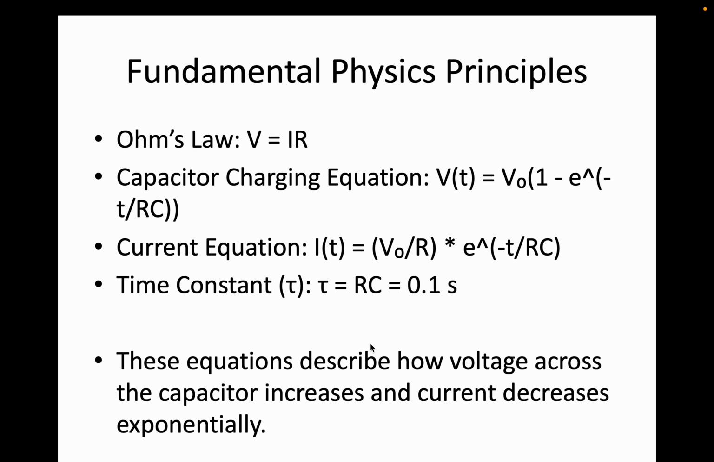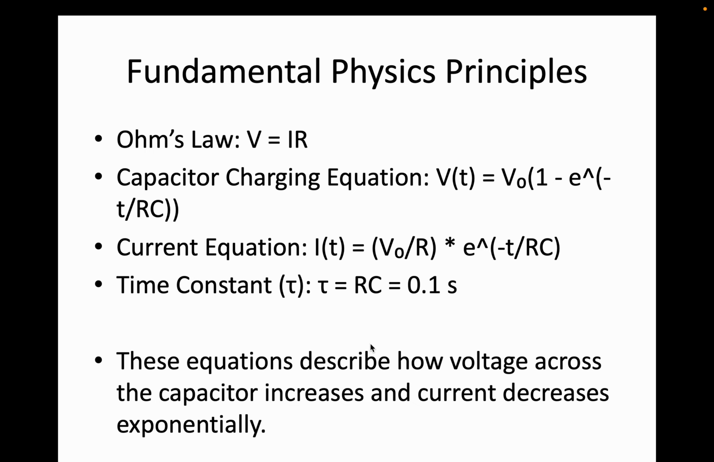So here's what I used to understand the circuit. First there's Ohm's law, which is voltage equals current times resistance. Then there was the charging equation for capacitors. When the capacitor charges, the voltage across it goes up over time and the current goes down. The time it takes for this to happen depends on the resistor and capacitor, and it's called the time constant, which equals resistance times capacitance.